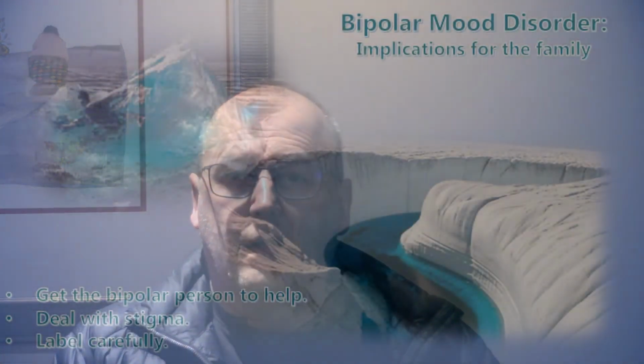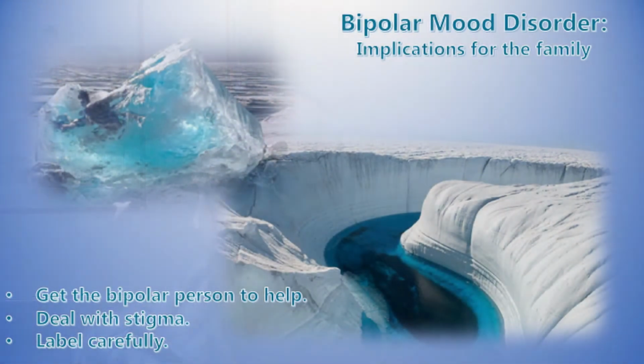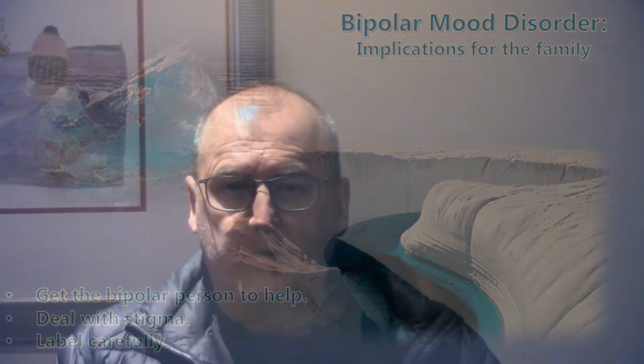The most important thing for the family to do is to help the person get to help. First up, to identify the symptoms and to understand that something is amiss, that there is something going on, that this is not the usual fluctuations of mood that most people experience, and then to get the person to a professional person who can help them diagnose this condition, if it is indeed there.